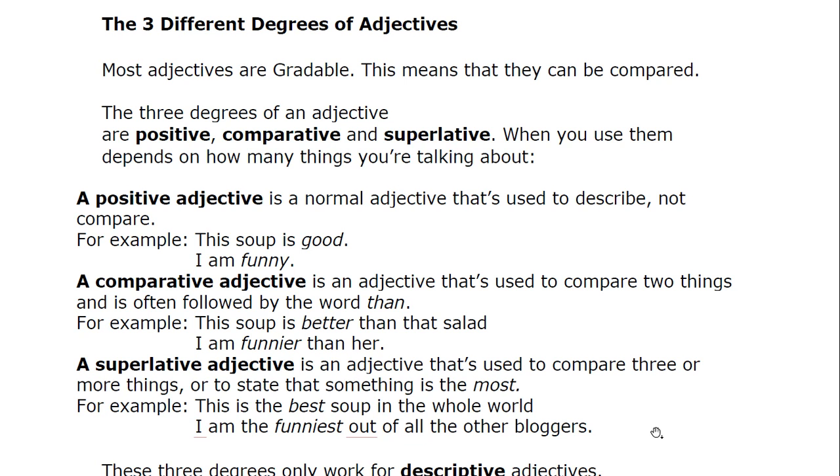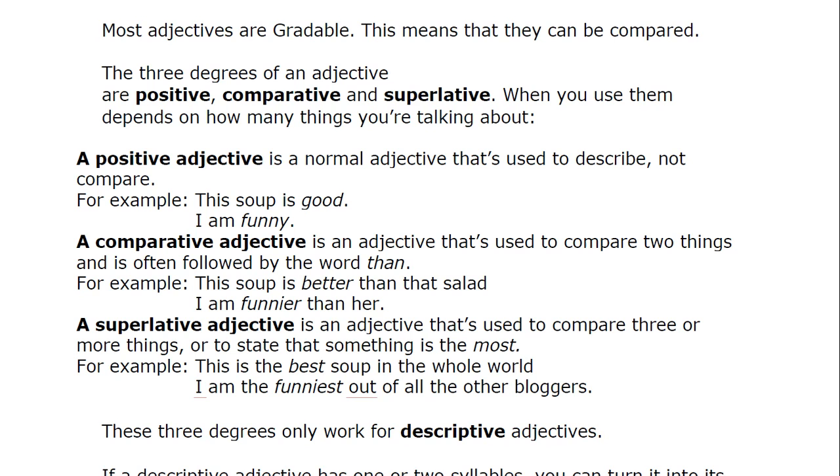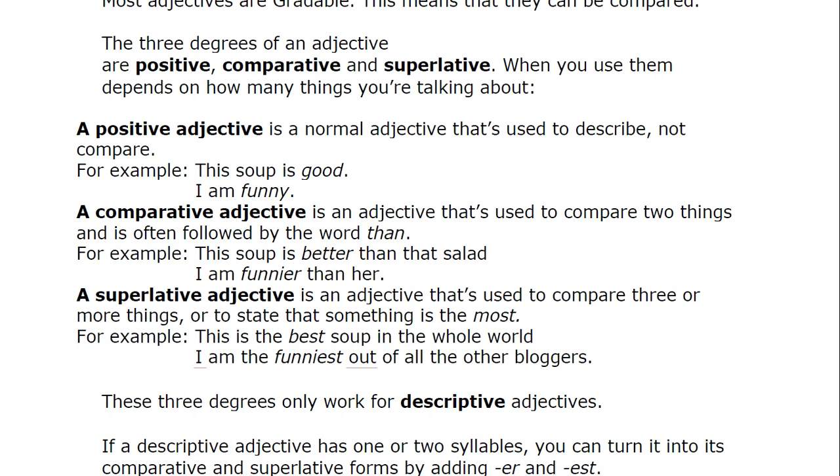Okay. Now, let's see. There are three different degrees of adjectives. Most adjectives are gradable. Gradable means you can compare them in this way. This means that they can be compared. The three degrees of an adjective are positive, comparative, and superlative. When you use them depends on how many things you're talking about.